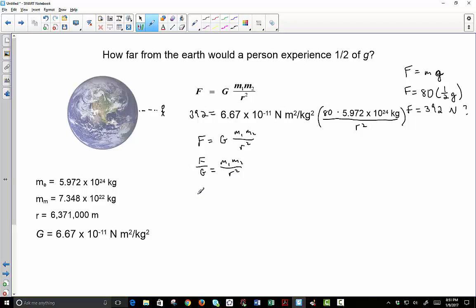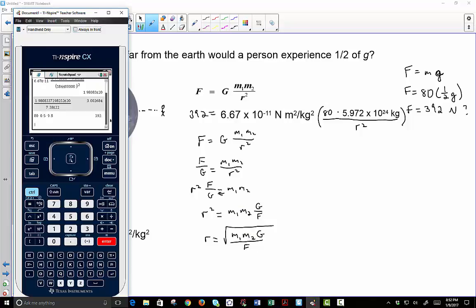Then I can multiply over here. So I get R squared times F over G equals M1 times M2. And then I would divide by this fraction or just multiply by the reciprocal. So I get R squared is M1 times M2 times G over F. So I just multiplied by the reciprocal. So my distance will be the square root of M1 times M2 times G divided by the force. Now I can just put in my numbers and it'll be nice and clean.